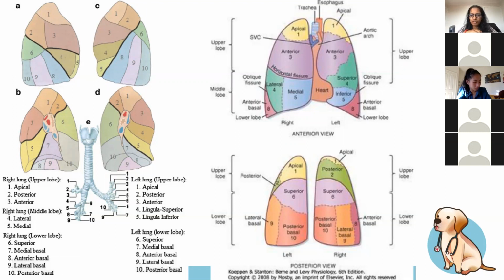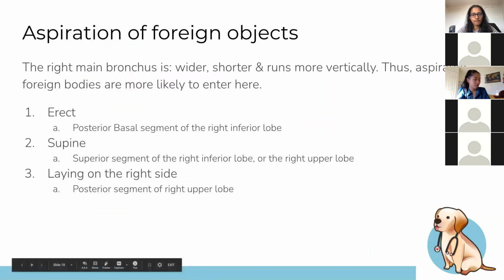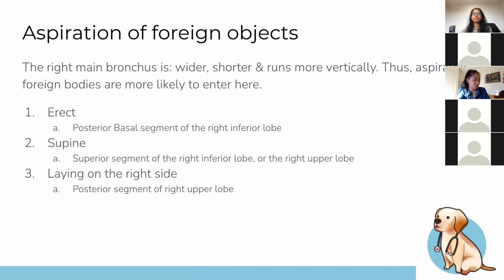The main thing that's really important to remember is the aspiration of foreign objects. I didn't know what that meant when I first heard it. It basically just means if you swallow something and you accidentally choke on it, where's it going to go? So this is really important. Where the foreign object goes really depends on what position you're in. Are you standing up? Are you lying down? What side are you lying down on? Are you lying down on your back?